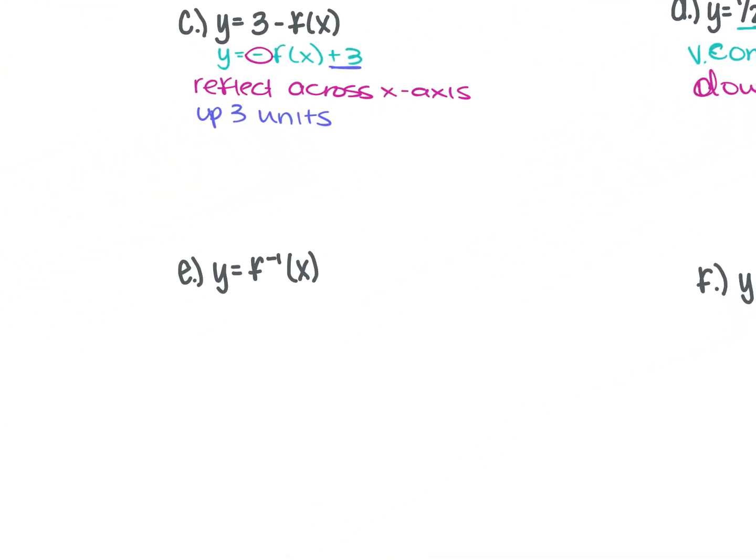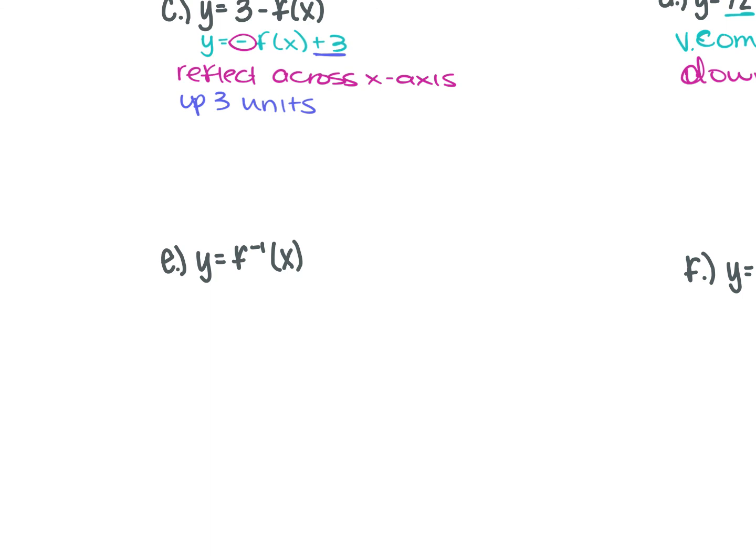Then for E, we have y is equal to f of negative 1 of x. That f to the negative 1 is just telling us that we're taking the inverse of this function. When we take the inverse, our x and our y literally just switch. So your x becomes your y and your y becomes your x from the same ordered pair.